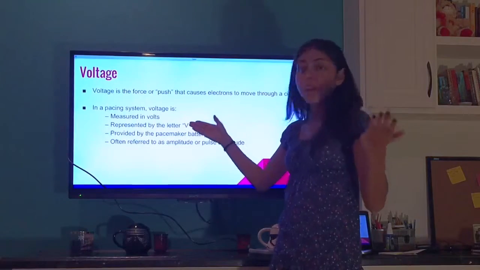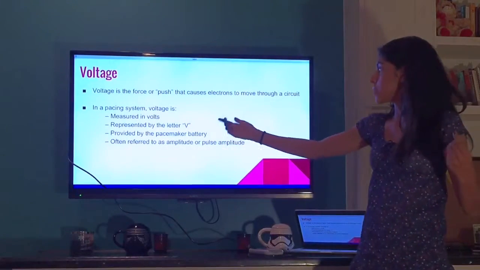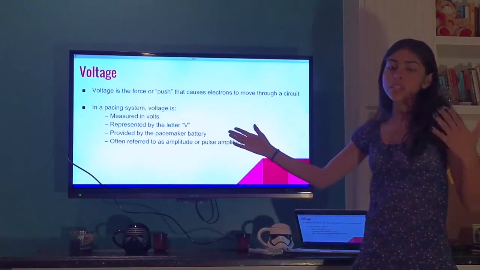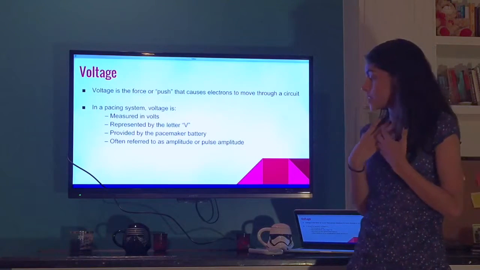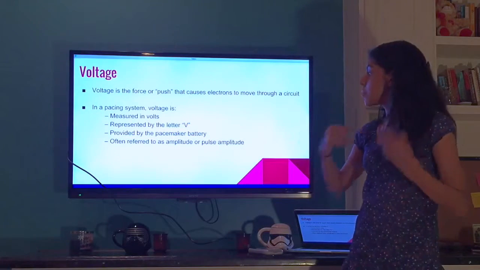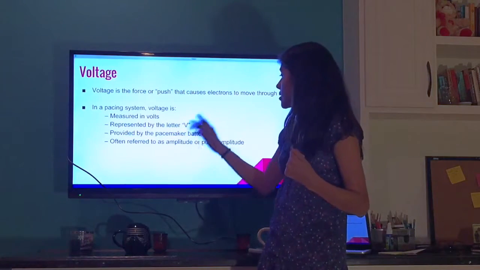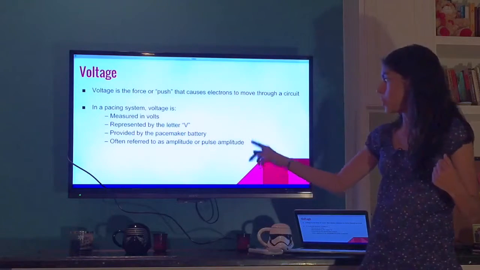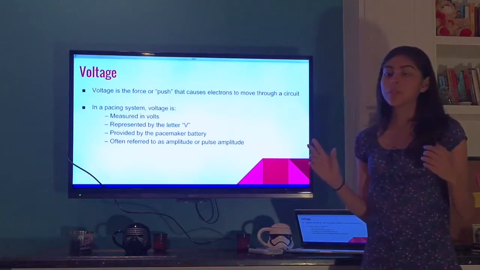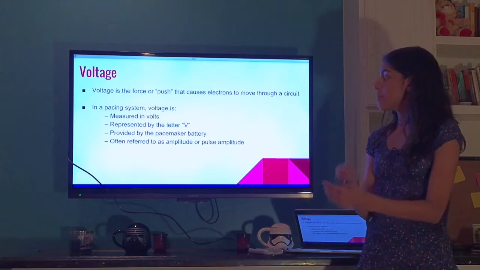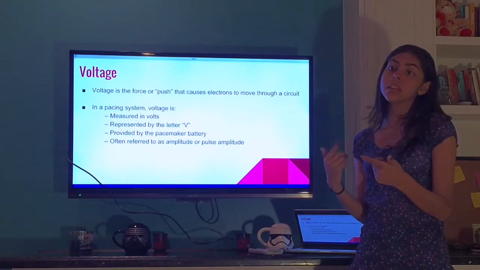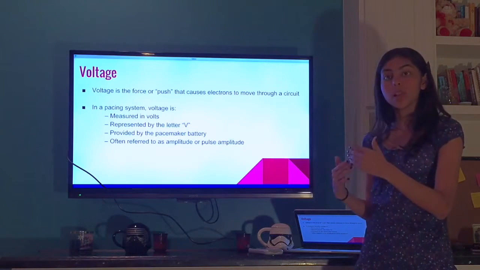In pacemakers and in physics in general, voltage is measured in volts, which is given by a V. Specifically for pacemakers, because we're working on a very specific and smaller scale, we're going to be using millivolts. And again, it is in the battery, so it's going to be providing that push for electrons. It's referred to as amplitude or pulse amplitude, and that's referring to the push that the heart gives. That's going to be very important in the pacemaker's ability to sense the amount of voltage each heartbeat delivers, so that it can deliver an appropriate electrical signal to stabilize it and return it back to normal.